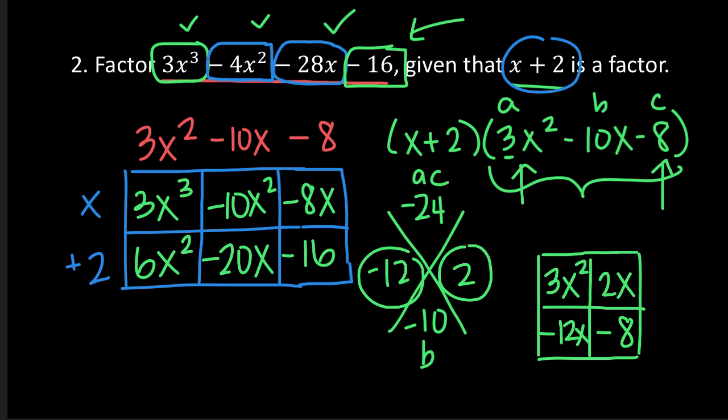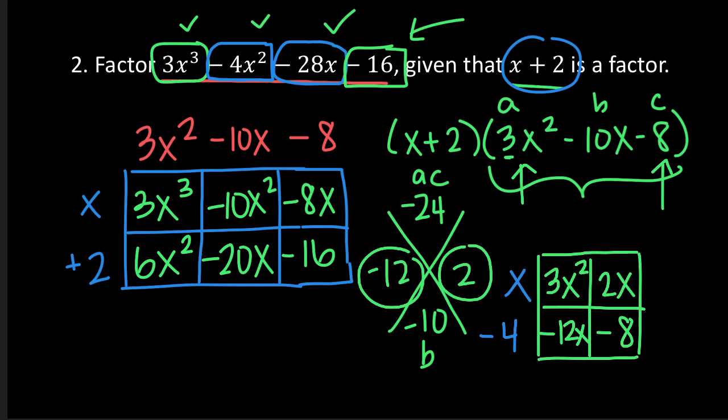If I look at this first row, the 3x squared and the 2x, I'm trying to think of what I can factor out of those terms. And I'm going to put that on the side. Just x is the only thing I could factor out of 3x squared and 2x. They have an x in common. Then I'm going to look at this row, negative 12x and negative 8. Negative 4 goes into negative 12x and 8. So they both have a negative in common, and 4 is the biggest number that goes into 12 and 8.